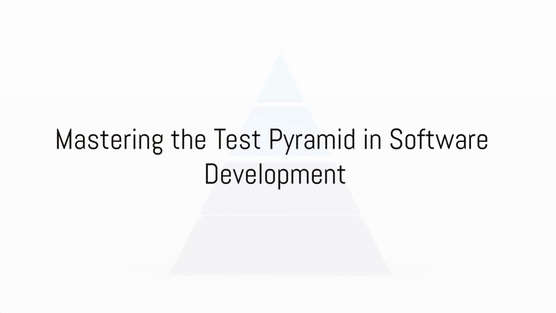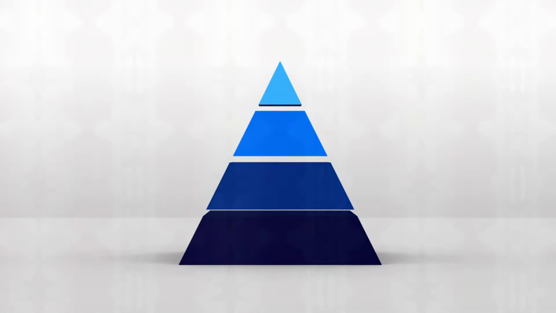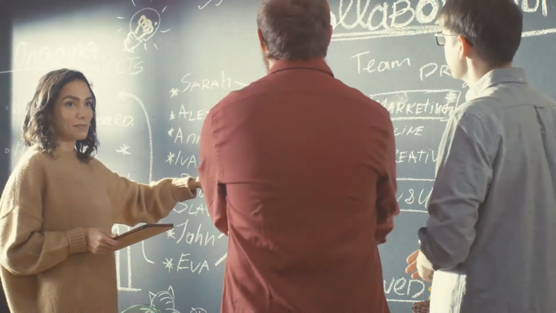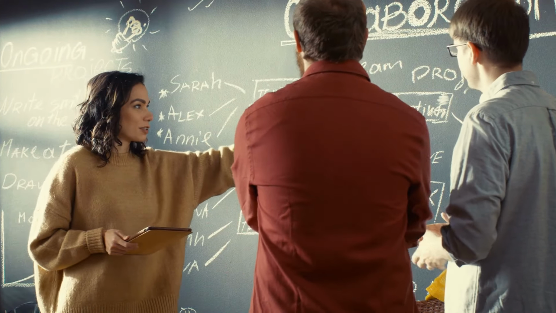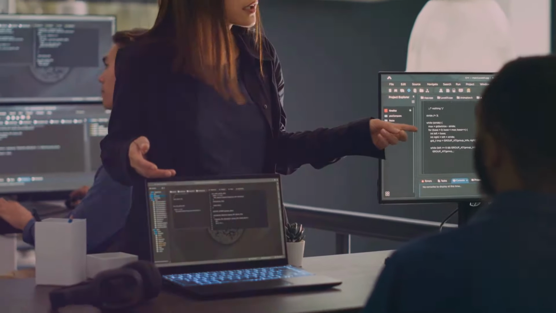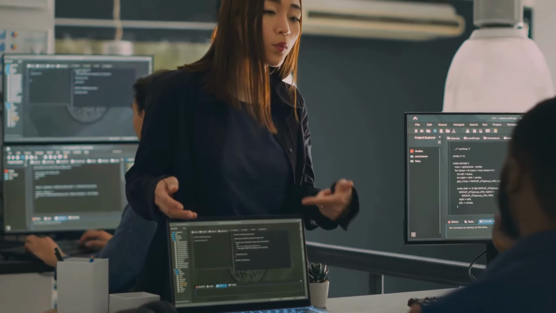I'm here to talk about the test pyramid and why it matters. Here we go. The test pyramid is a metaphor that describes a way to think about different kinds of automated tests. It provides a structured approach to testing, ensuring that different types of tests are used effectively to maintain software quality.